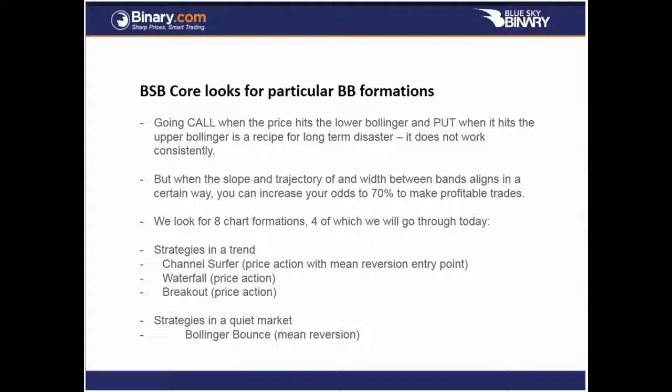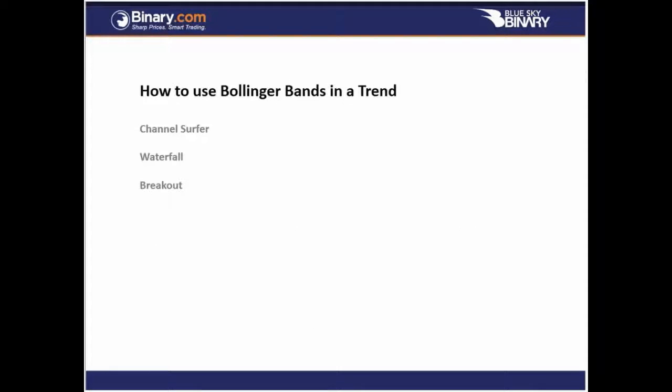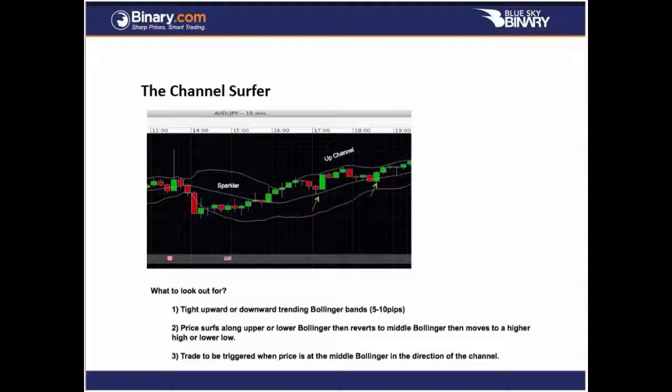Now, let's go over them. First we'll discuss Bollinger Bands in a trend. Now, the channel surfer. I hope you can see my screen. What you're looking for in a channel surfer, first of all, is tight upward or downward trending Bollinger Bands, 5 to 10 pips. You see this? This is an up channel here. You see the bands are sloping upwards and are parallel.